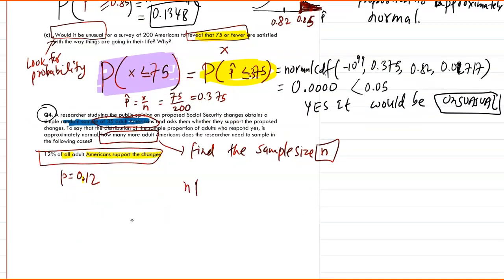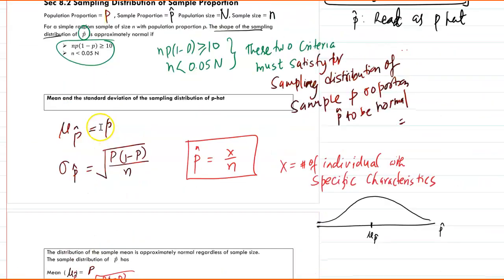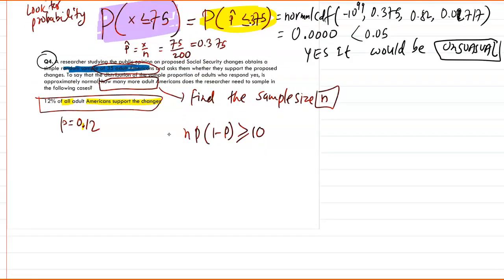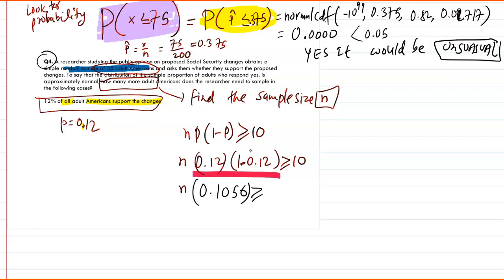Same formula. N times p times 1 minus p is greater than or equal to 10, because this is the criterion for the sampling distribution to be approximately normal. We know that from the top. And the value of n is what I don't know. N times 0.12 times 1 minus 0.12 is greater than or equal to 10. Let's do the math here. If you multiply 0.12 and 1 minus 0.12, you get 0.1056.